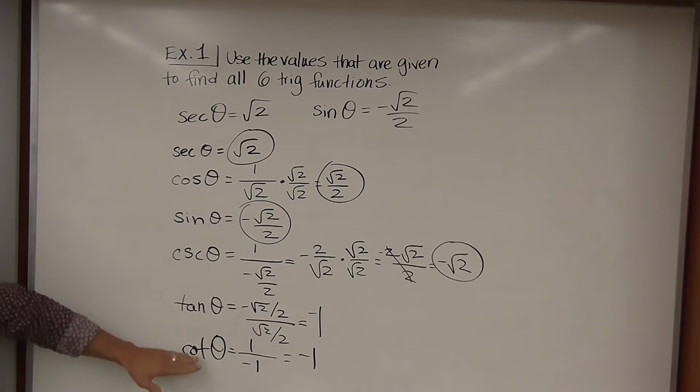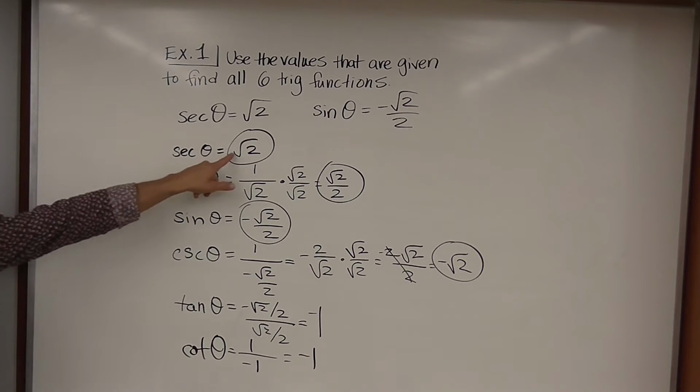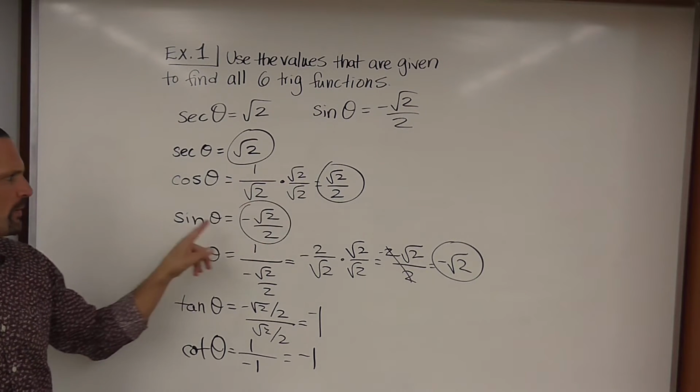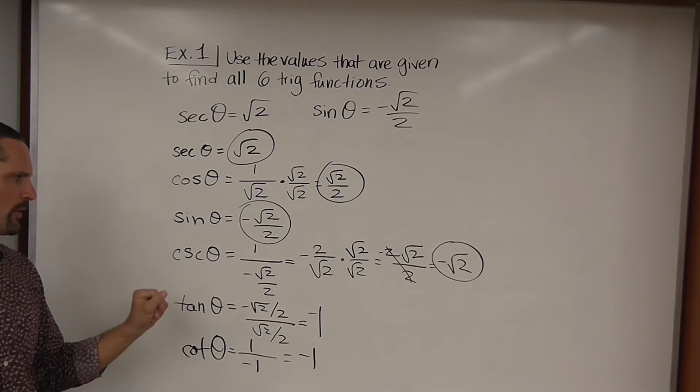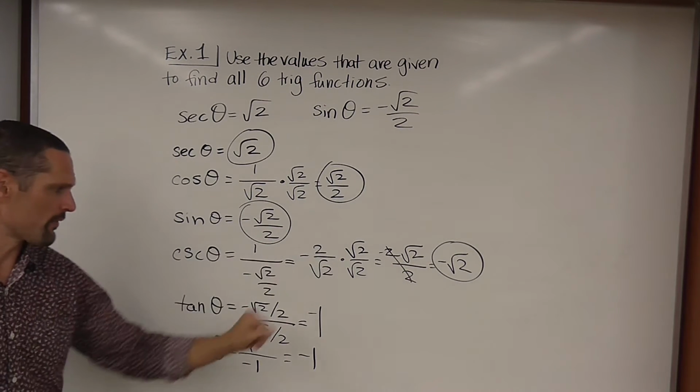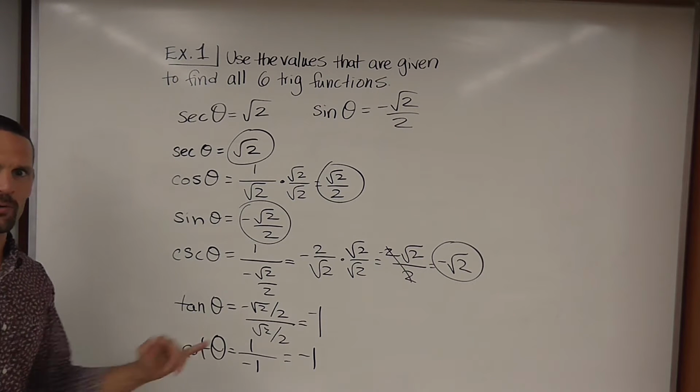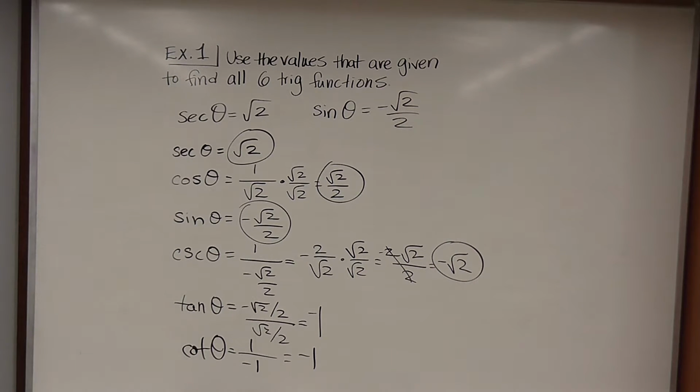So using just reciprocal identities, we can find secant is root 2. Cosine is root 2 over 2. Sine is negative root 2 over 2. Cosecant is negative root 2. Tangent is negative 1. And cotangent is negative 1 as well.